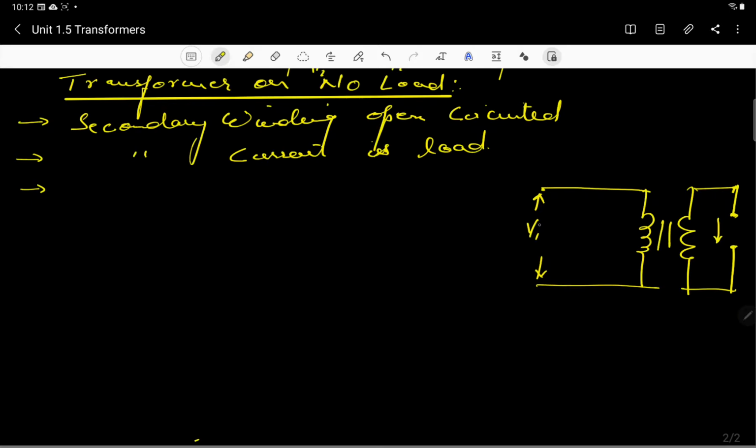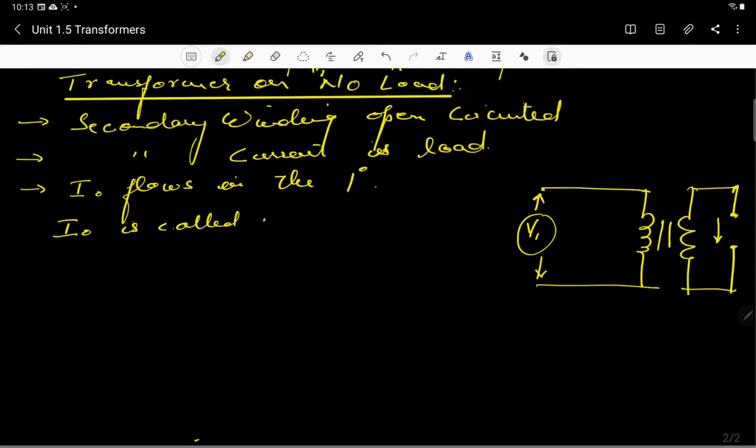So when we give supply on the primary side, when an alternating voltage is applied on the primary side, a small current I0 flows in the primary. Now this I naught is called the no load current of the transformer. All right.